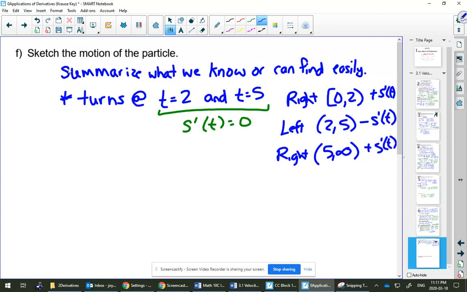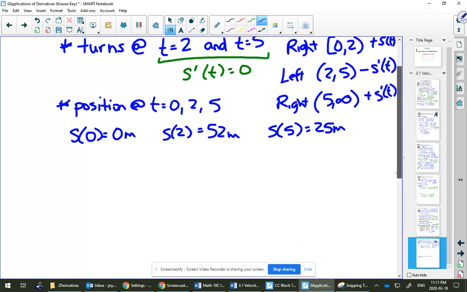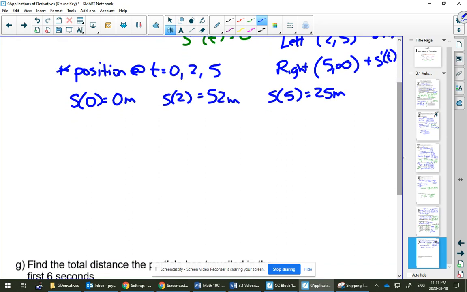We also can figure out the positions of the particle at some key points. So the position at time equals 0, 2, and 5. At time 0, the position is 0 meters. At time 2, the position was 52 meters. And at time 5, the position was 25 meters. So using all of that information, we can actually sketch the position of the particle.